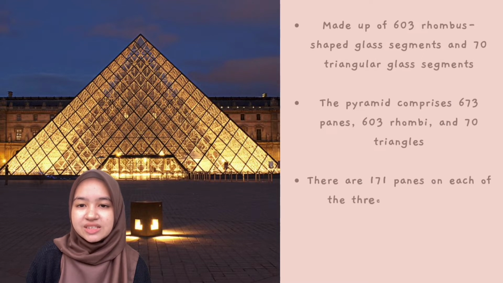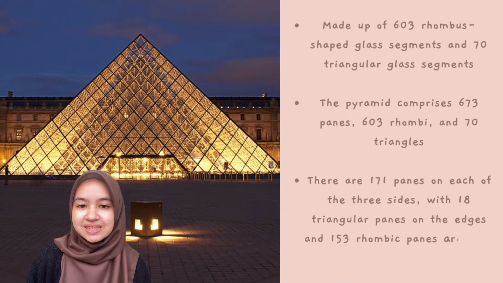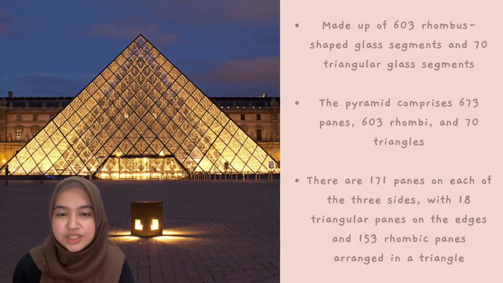There are 171 planes on each of the three sides, with 18 triangular planes on the edges and 153 rhombic planes arranged in a triangle. The fourth side, which includes the entrance, has 9 fewer rhombic and 2 fewer triangular elements for a total of 160. According to certain sources, the Paris office has 689 employees.